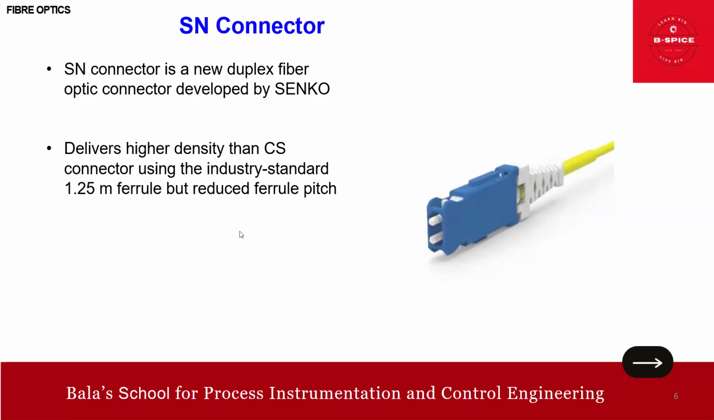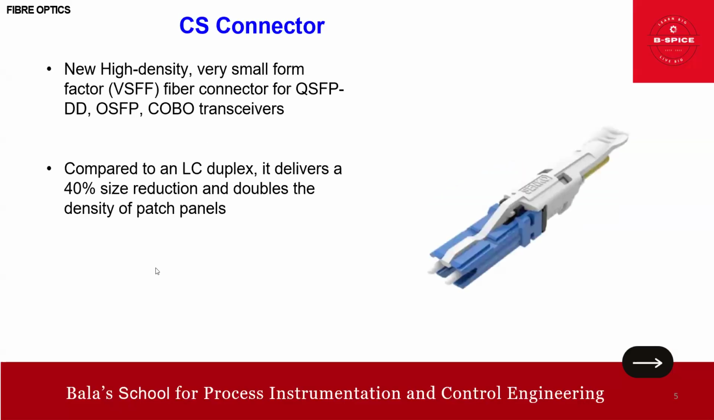Basically it's a new duplex fiber optic connector that delivers higher density than the CS. That's the point. It has the same 1.25 ferrule, but a reduced ferrule pitch. That is the thing. As you can see here, this is the CS, also 1.25.